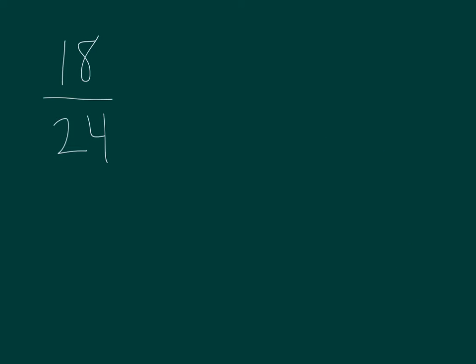Let's do one together, putting it in simplest form. I know that 18 and 24 have something in common because they're both even numbers. They both could have 2 in common, but I'm wondering if there's something else I could divide by to make it a little bit easier.